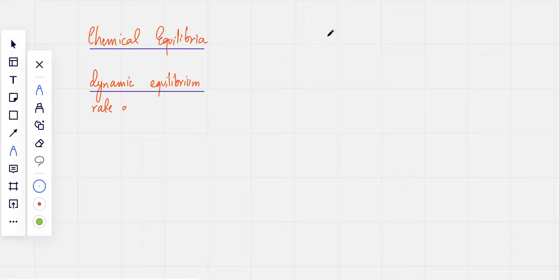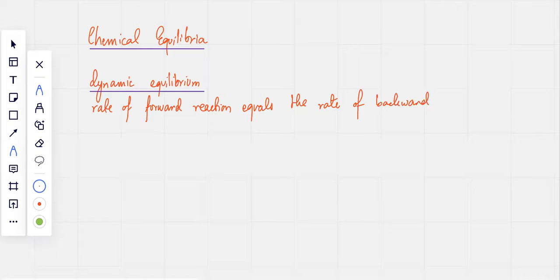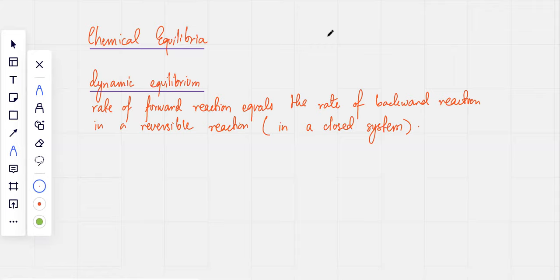It is when the rate of forward reaction equals the rate of backward reaction in a reversible reaction. And we can also write, in a closed system. Equilibriums are always achieved in closed systems, in which particles are not escaping or leaving or entering the container. So in a closed system. So that is what dynamic equilibrium is.